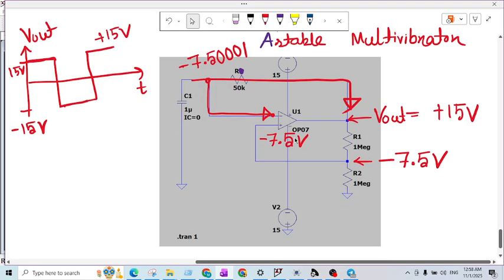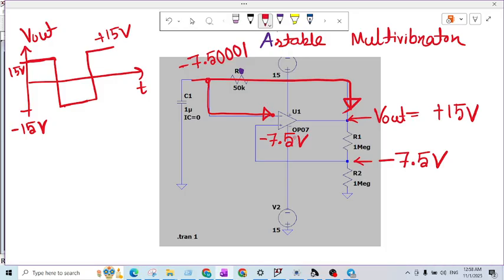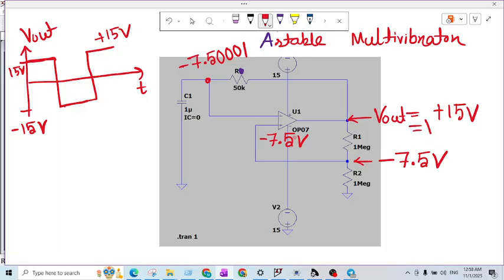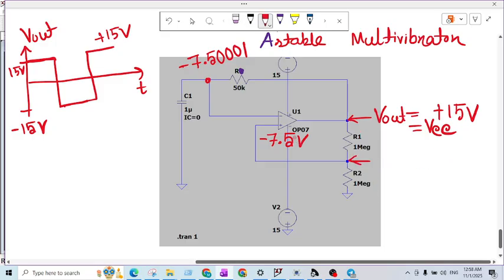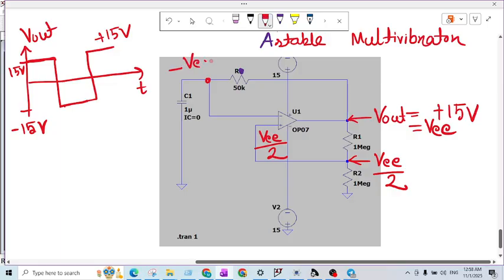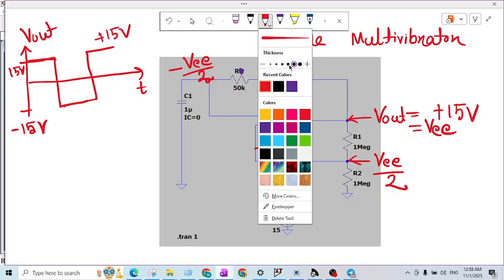Okay, so now let's see how to calculate the time period of this circuit. Well, so let me show you. In this position, let's say the output voltage is VCC, then after applying a voltage divider here, this point's voltage will be VCC by 2 and this point's voltage will also be VCC divided by 2. And you see at this moment the capacitor's voltage is around minus VCC by 2.